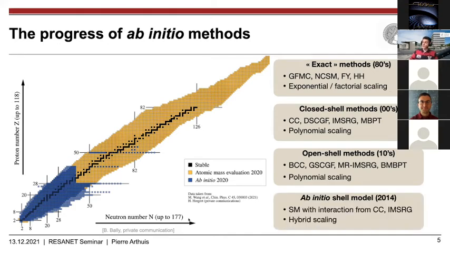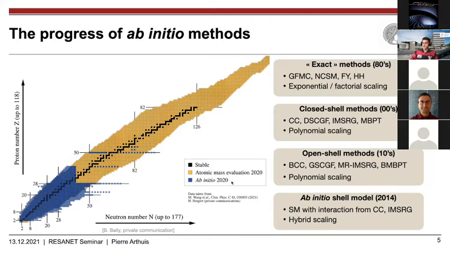And then even more recently, people have started using some kind of hybrid method that we could call ab initio shell model, basically using coupled cluster and in-medium SRG to derive effective interactions that are then used in shell model codes. And with that, well, you can very much fill the gaps between your magic lines.